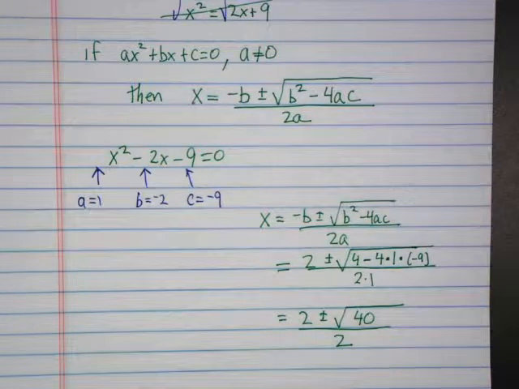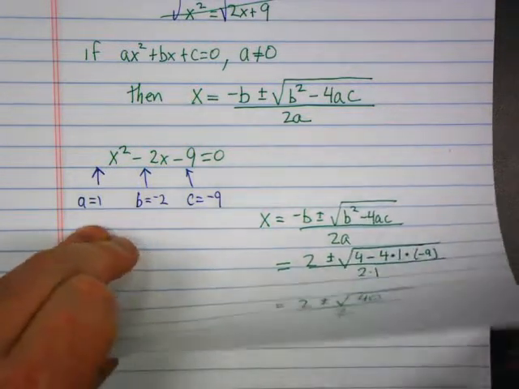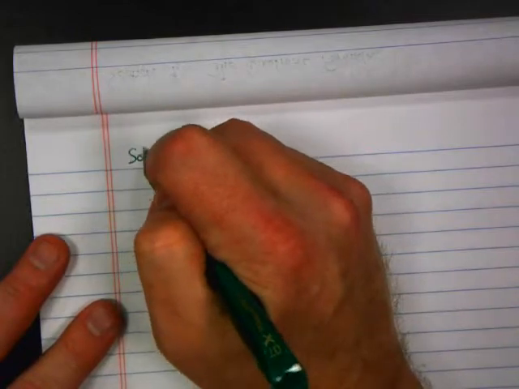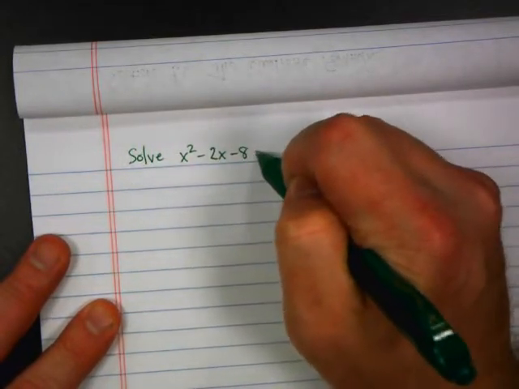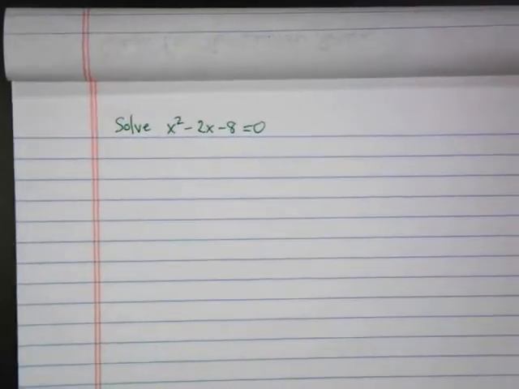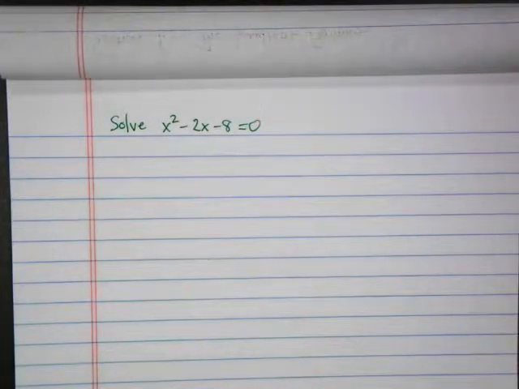What if the square root is a nice number? Excellent question. We already solved that equation. We noticed that that one was easy to solve. It was easy to solve by factoring. The quadratic formula will still work.